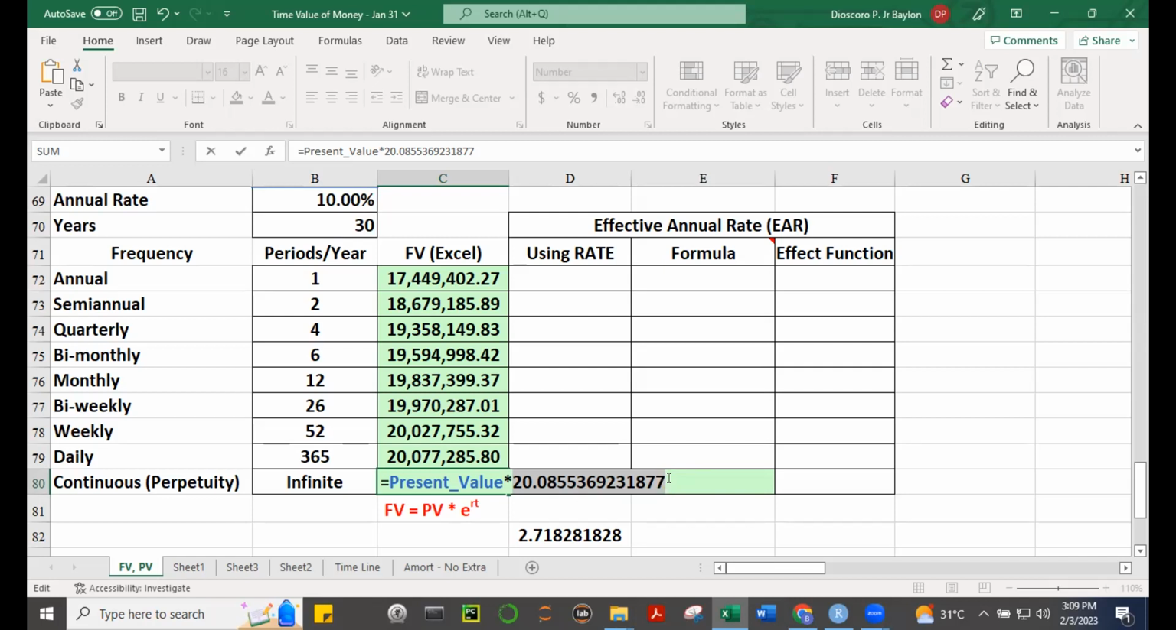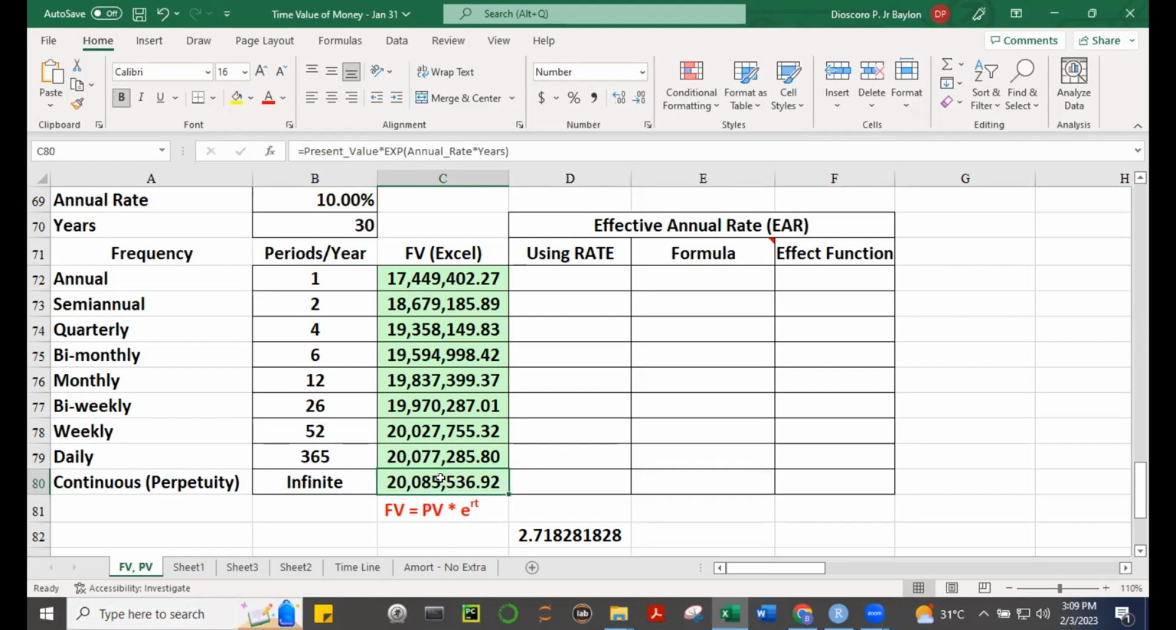Okay, so let me put it back. So we can see here that the continuous compounding or infinite compounding will of course give us a higher future value.